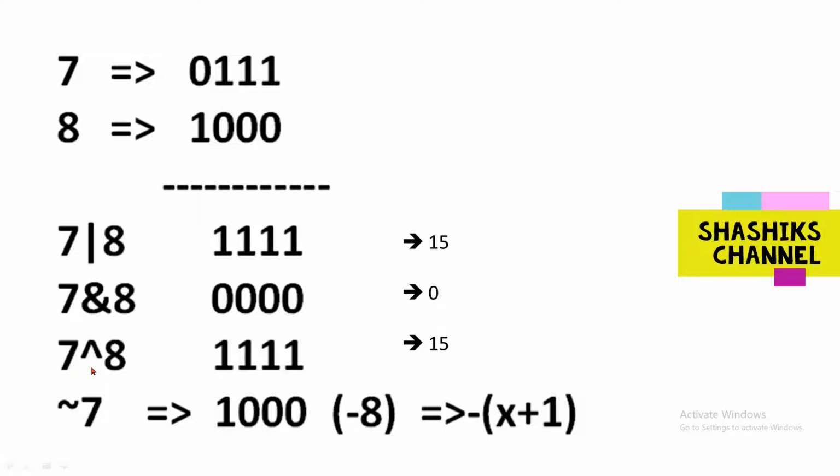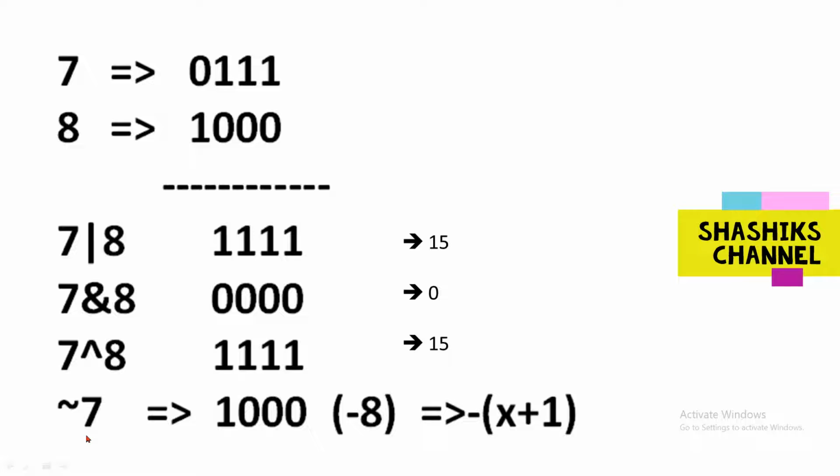Similarly, 7 exclusive OR of 8. So if both the inputs are same, if both the inputs are 0, 0 or both the inputs are 1, 1, it's going to produce a 0 as output. But here both the inputs are same doesn't happen. Either it is 1, 0 or 0, 1. So the result would be 1, 1, 1, 1, which in turn would be 15 in decimal.